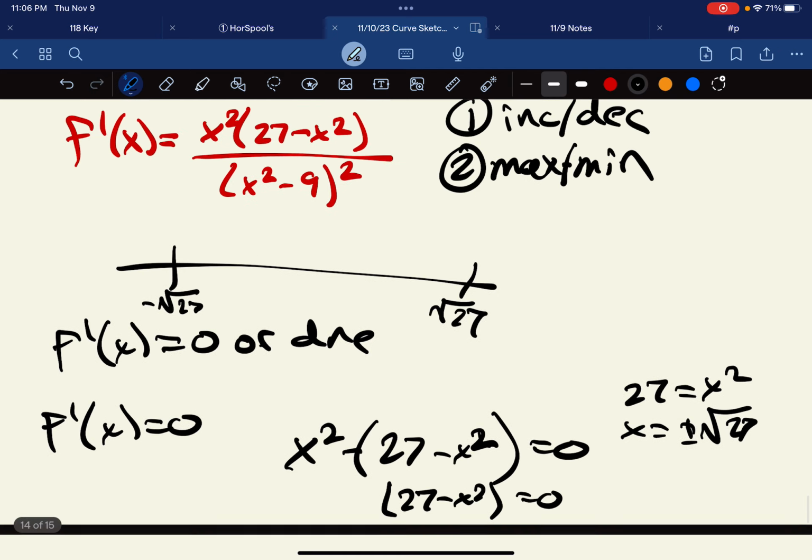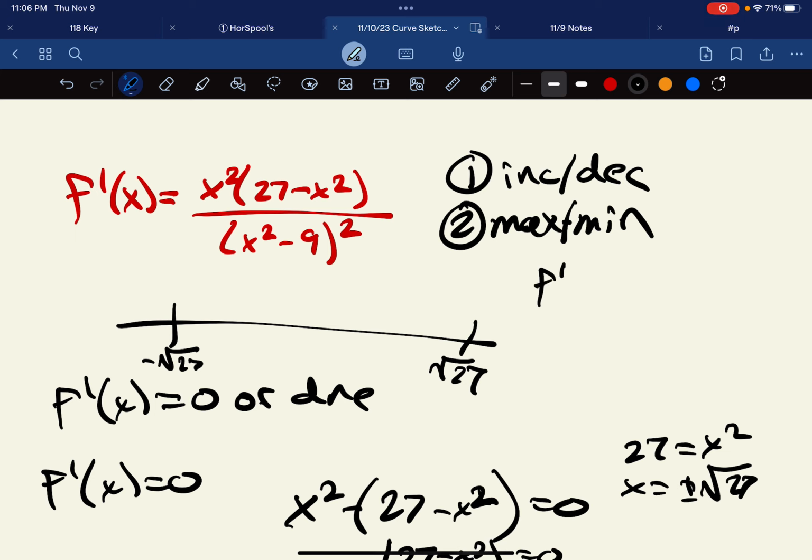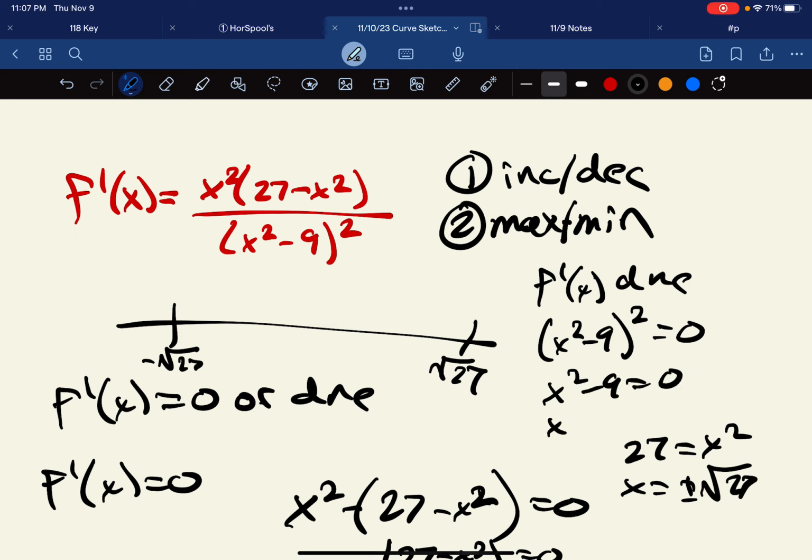So now we want to see where f prime of x does not exist. And that's going to be when our denominator equals 0, right? Because then we'll be dividing by 0, and we can't do that. That gives us undefined. So we set (x squared minus 9) squared equals 0. We can take the square root of both sides. We get x squared minus 9 equals 0. x squared equals 9. x equals plus or minus the square root of 9. So x equals plus or minus 3. So we get negative 3, and we got 3.